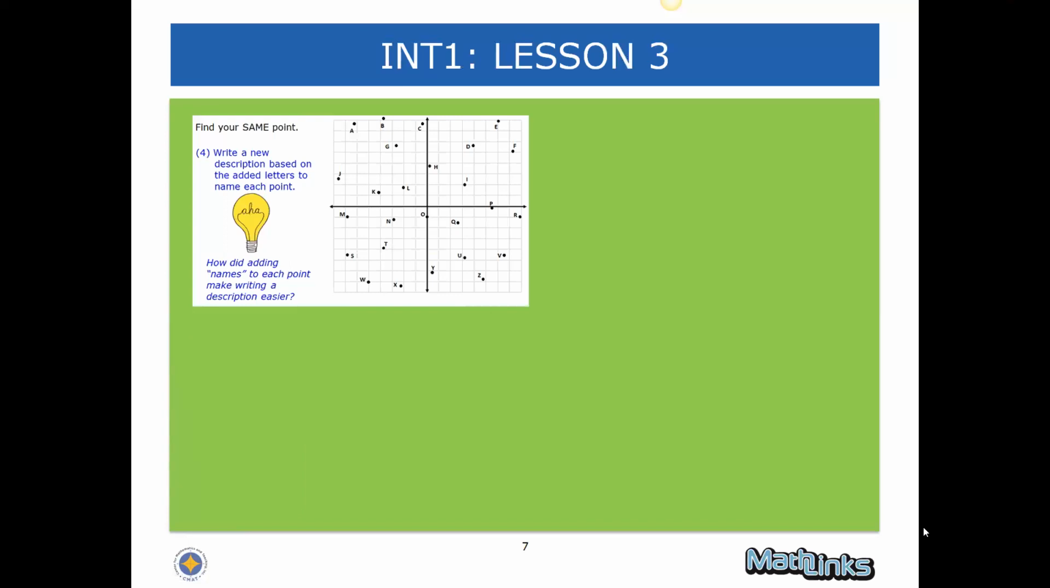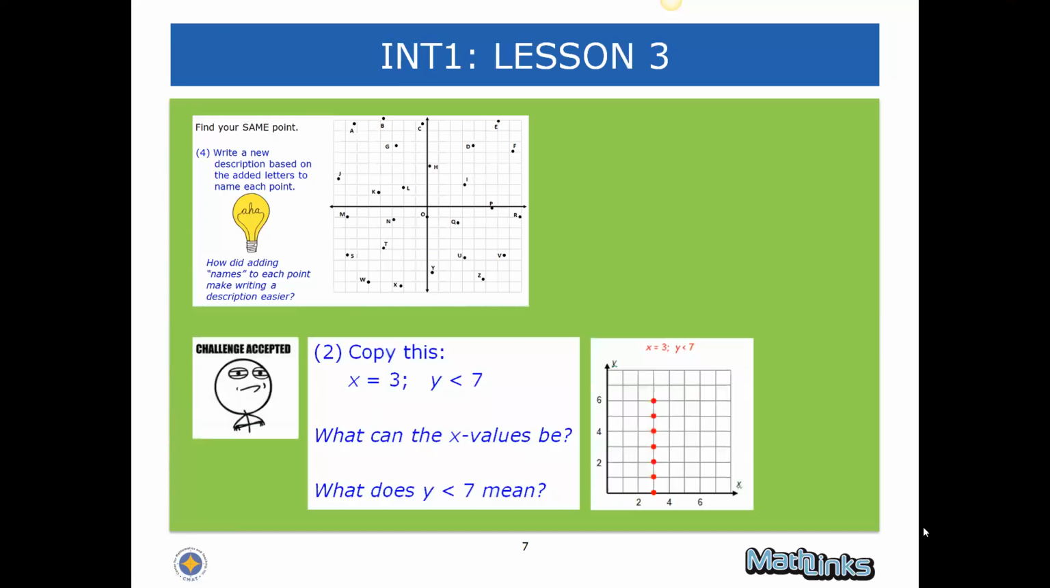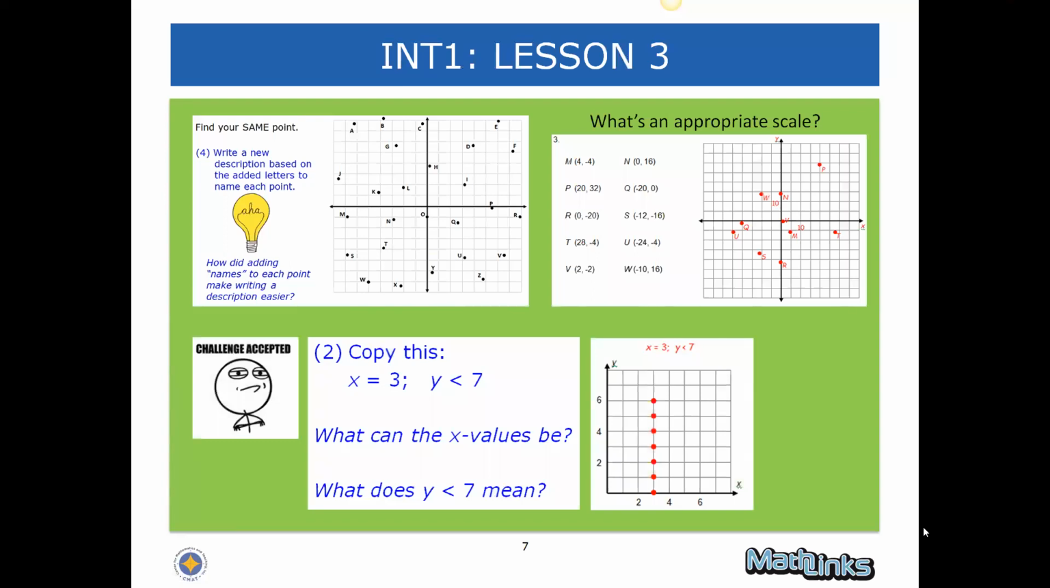In Lesson 3, students graph ordered pairs of integers in the coordinate plane, solve graphing challenges, and scale graphs appropriately.